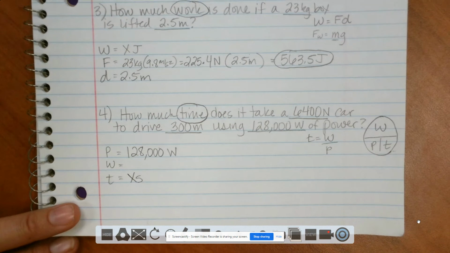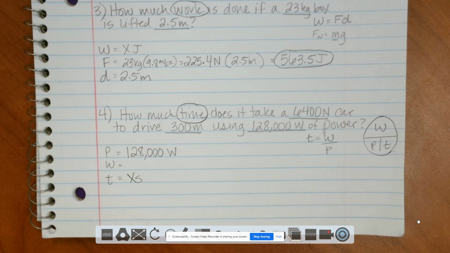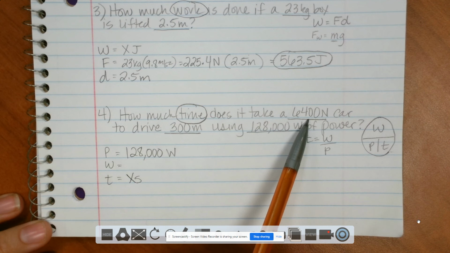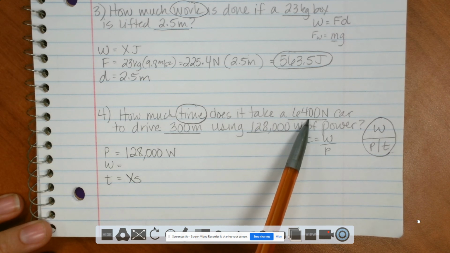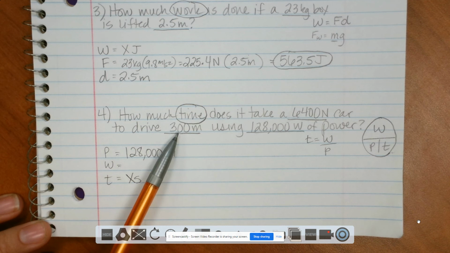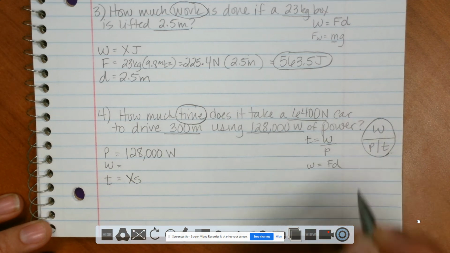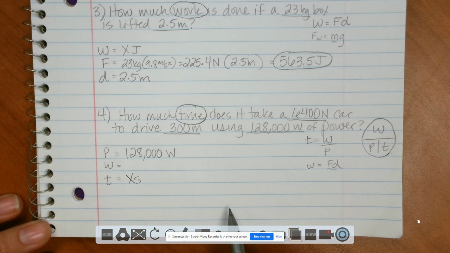So let's solve for work. So I need a joule. I'm given a force of the car, so it's force weight, but it's still a force. And I'm also given a distance. Well, we also know that work equals force times distance. So I'm going to use this equation to get work.